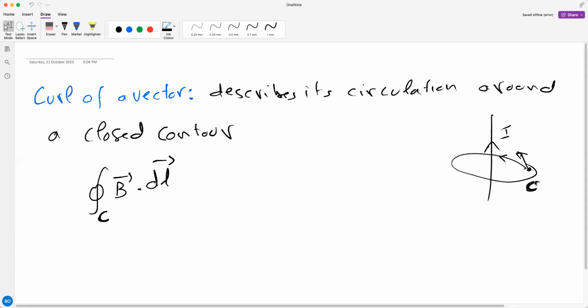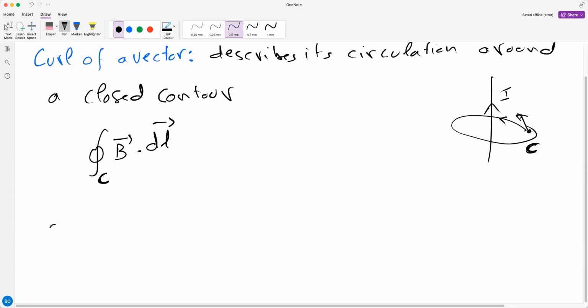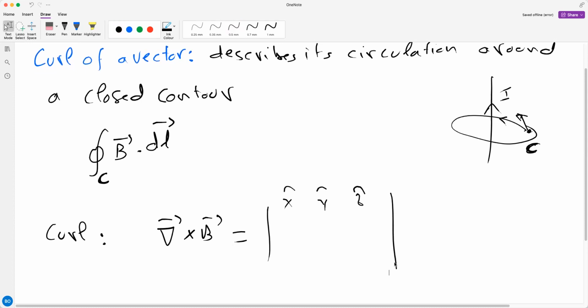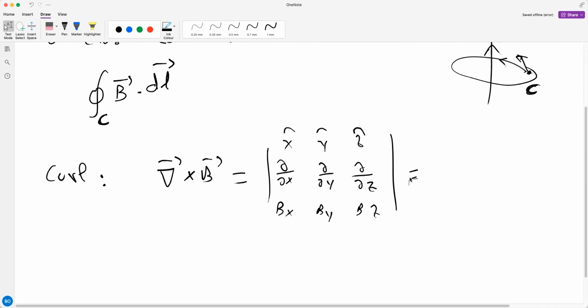And the curl operator, we will define as follows. The curl of the magnetic field is a cross product. And now you know that for the cross product, you just do x, y, z, and then Bx, By, Bz, and then you do a circular calculation. But the most important thing is the Stokes theorem. The Stokes theorem gives us a relationship between this one and this one.